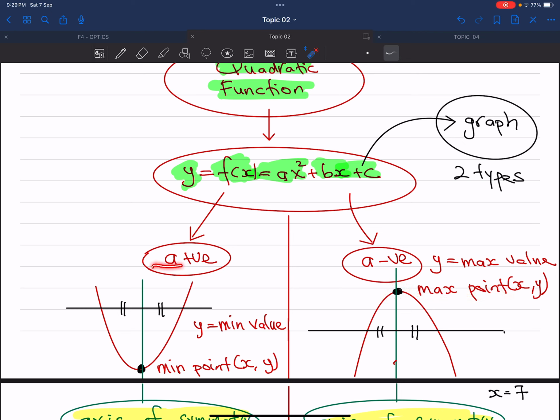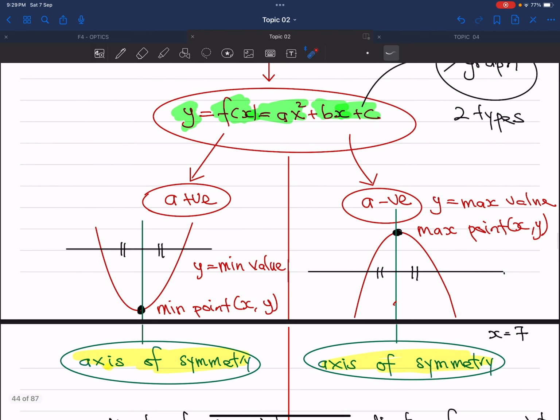So a positive, U shape; a negative, n shape. U shape has minimum point, coordinate (x, y). N shape has maximum point, coordinate (x, y).